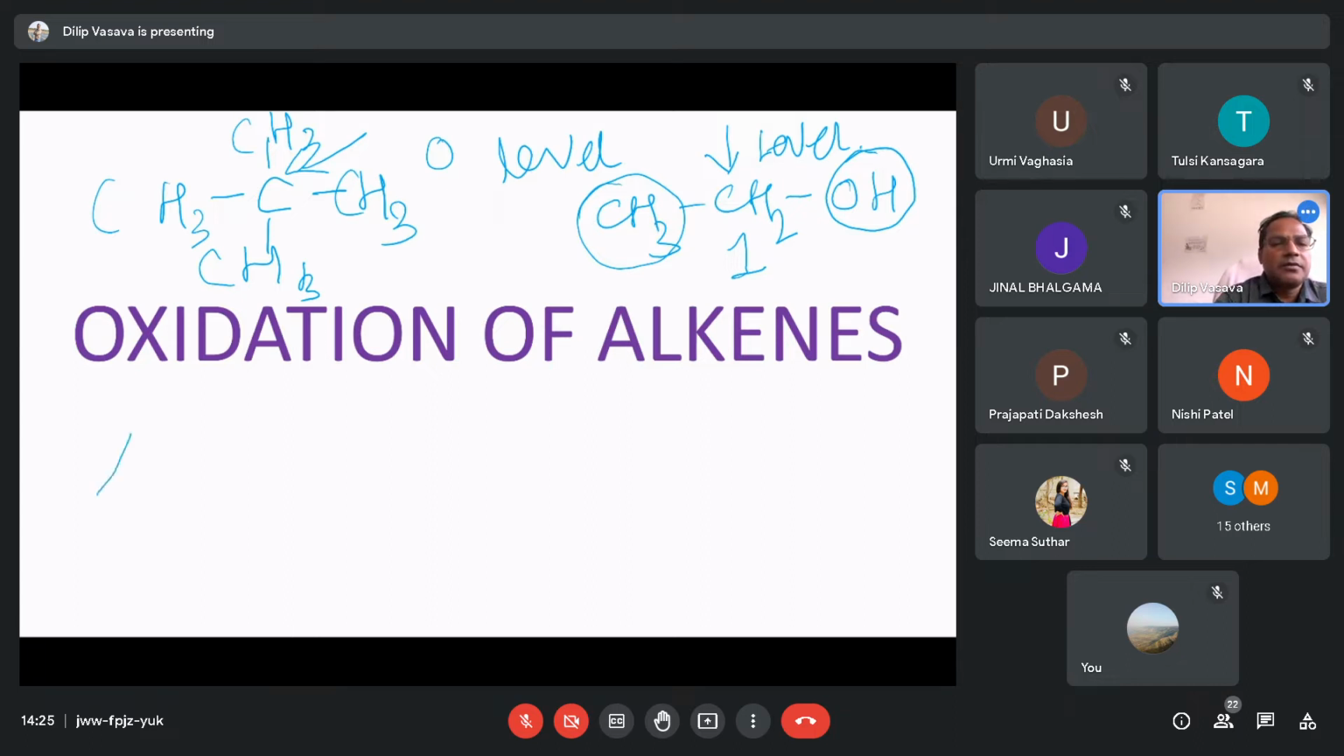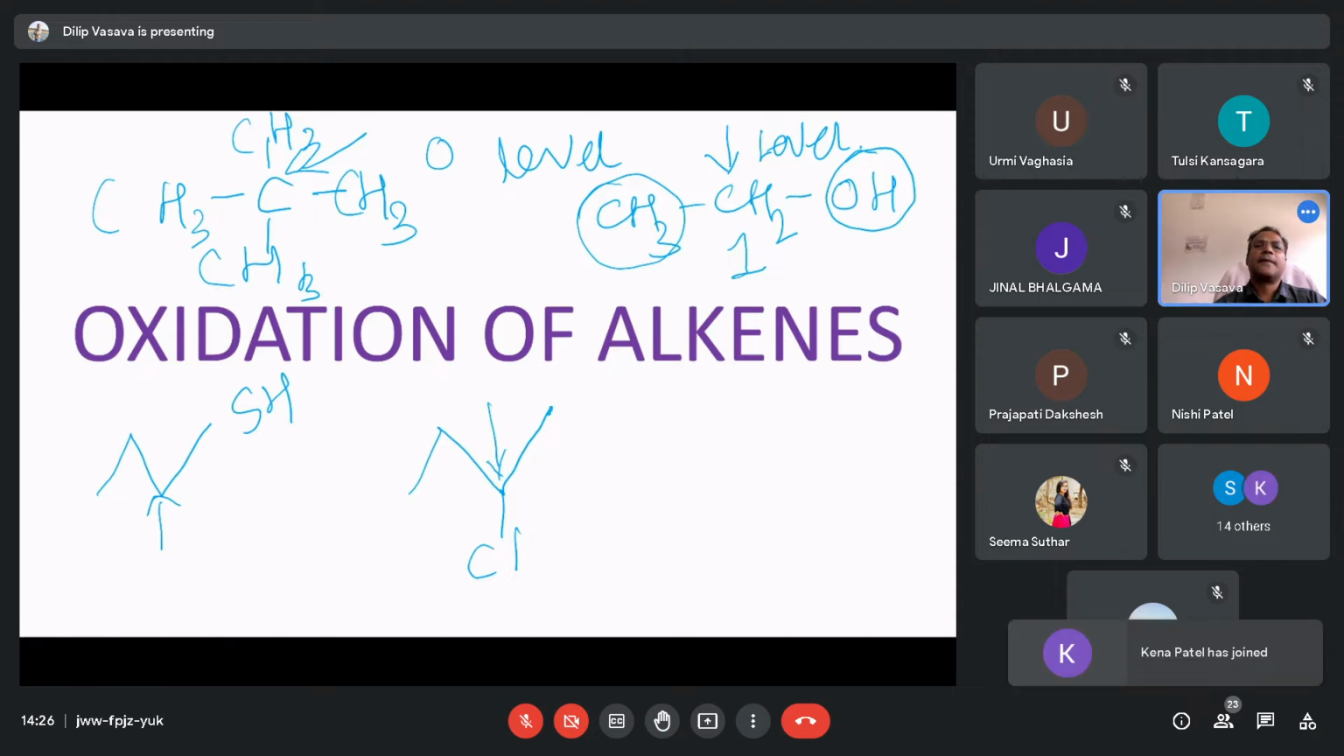Now, will you be able to say what the oxidation level of this carbon atom is? It is the thiol. What do you say? Primary. Yes, it is level 1. Here it is chlorine. So what do you say about this carbon atom? Again, it is level 1. So in all the cases, we have said that this is the level 1 oxidation state.